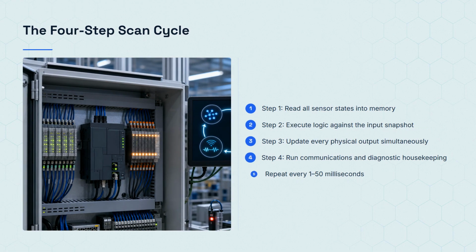The PLC operates in a continuous loop with four steps. First, input scan. Read all sensor states into memory. Second, program execution. Run control logic, the set of instructions that defines what the PLC does, against that snapshot. Third, output update. Write all results to physical outputs at exactly the same instant. That simultaneous update matters. Every output changes from the same input snapshot, keeping the process consistent. Fourth, housekeeping, communications and diagnostics. Scan cycles typically range from 1 to 50 milliseconds. At 10 milliseconds, the PLC completes 100 cycles per second.